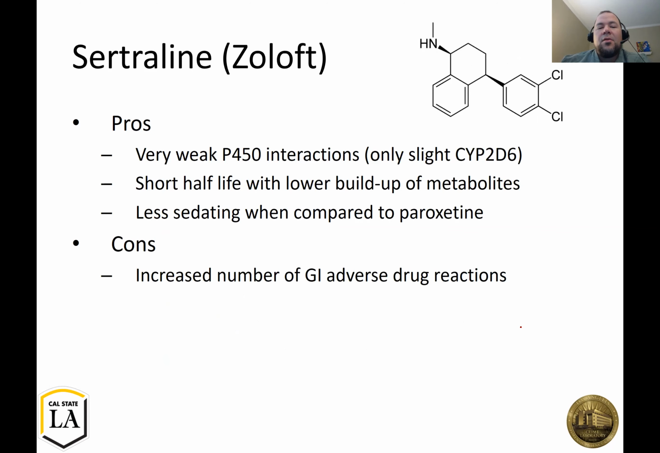All right. Another in the class is Zoloft. Some of these are funny, you guys, because you might have seen commercials for these. Remember, the United States is one of very few countries in the entire world that allows pharmaceutical companies to have commercials for drugs. Most don't let you do that. So Zoloft, or sertraline, has very weak P450 interactions, only slightly inhibiting CYP2D6, a short half-life, and is less sedating than paroxetine. There are more GI issues with this drug, but overall it has a pretty good safety and side effect profile. So that one's used a lot.